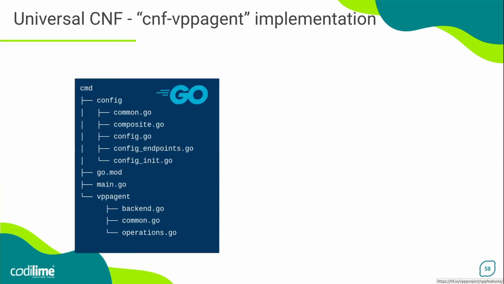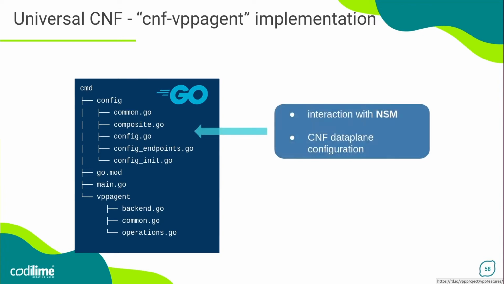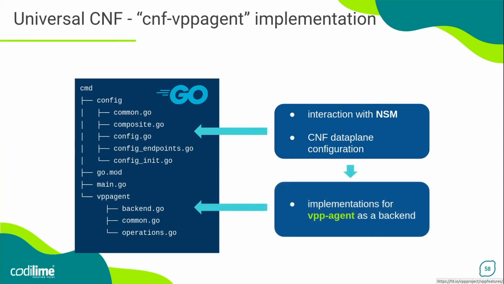The additional CNF VPP agent component is written in Golang. This implementation provides the mechanism for an abstract CNF to natively interact with the NSM system, and also to get configuration from its data plane. This also includes specific implementations for Ligato VPP as a backend.